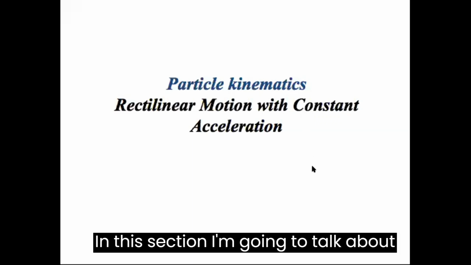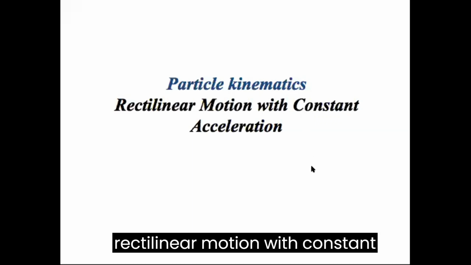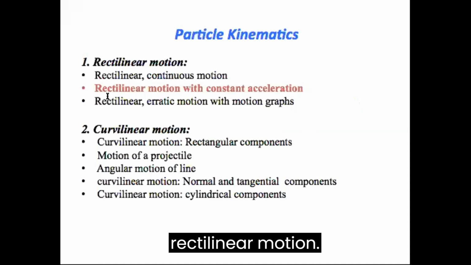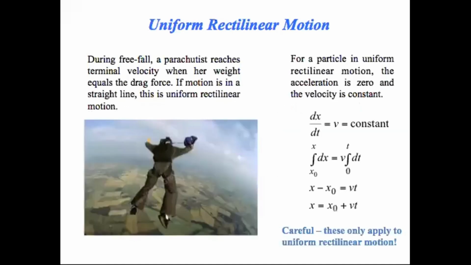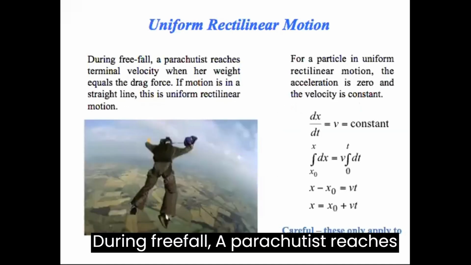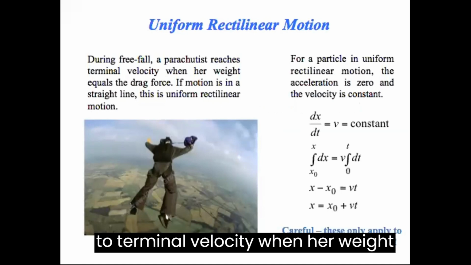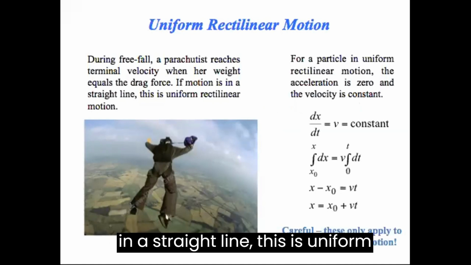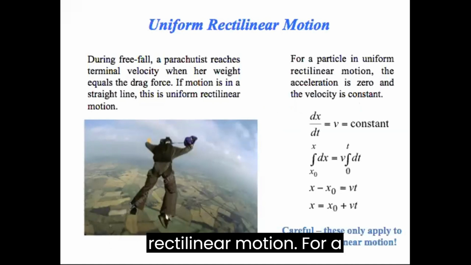In this section, I'm going to talk about rectilinear motion with constant acceleration. This is under rectilinear motion. During freefall, a parachutist reaches terminal velocity when her weight equals the drag force. If motion is in a straight line, this is uniform rectilinear motion.